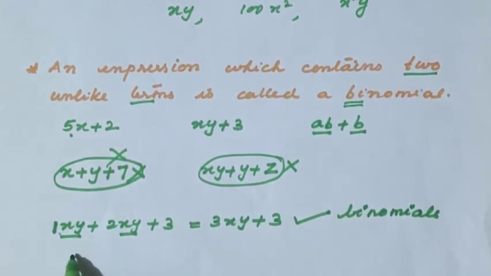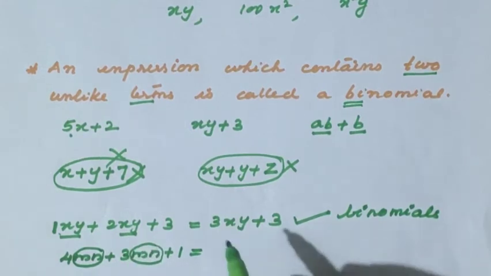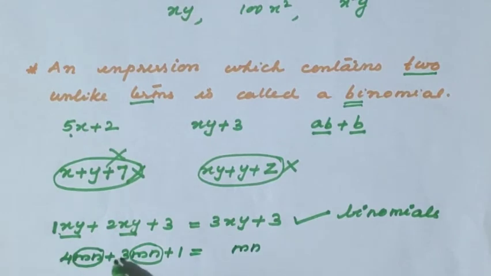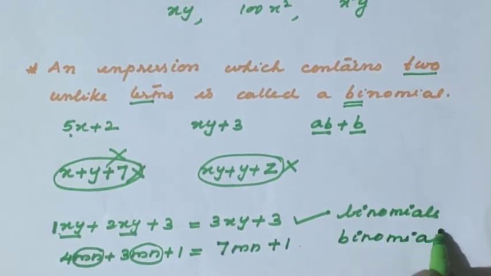One more example I will do. What is that one? 4mn plus 3mn plus 1. So by looking, how many terms are there? 3 terms. But if you consider this one, 4mn and 3mn, the variables are same, so both are like terms. So mn I can write, the numerical coefficients should be added, 4 and 3. It is 7mn plus 1. So how many terms now? 2 terms. So it is also an example for binomial.